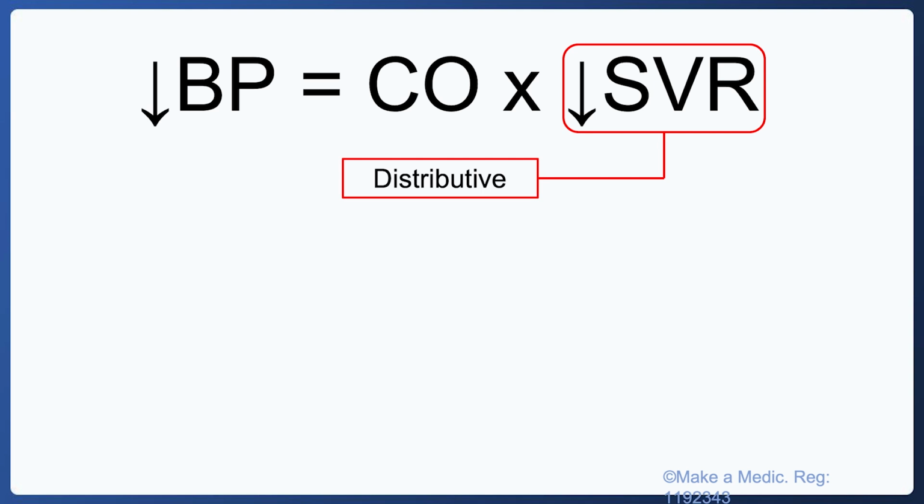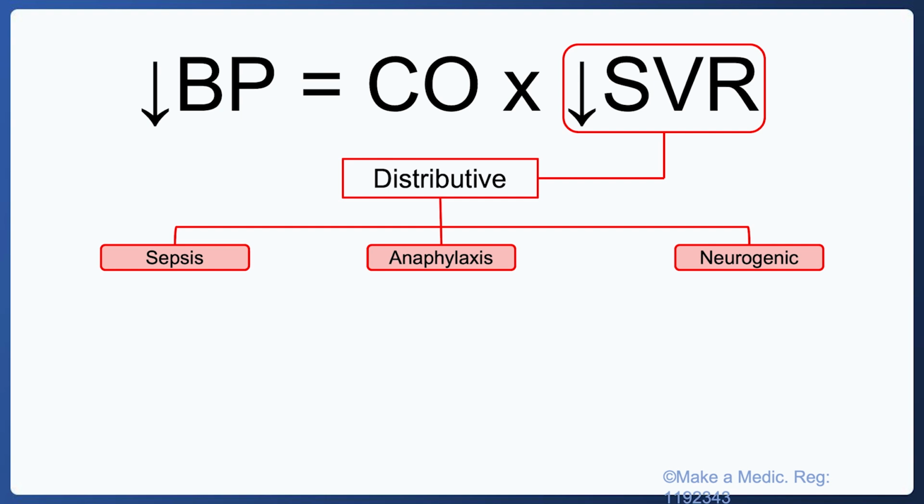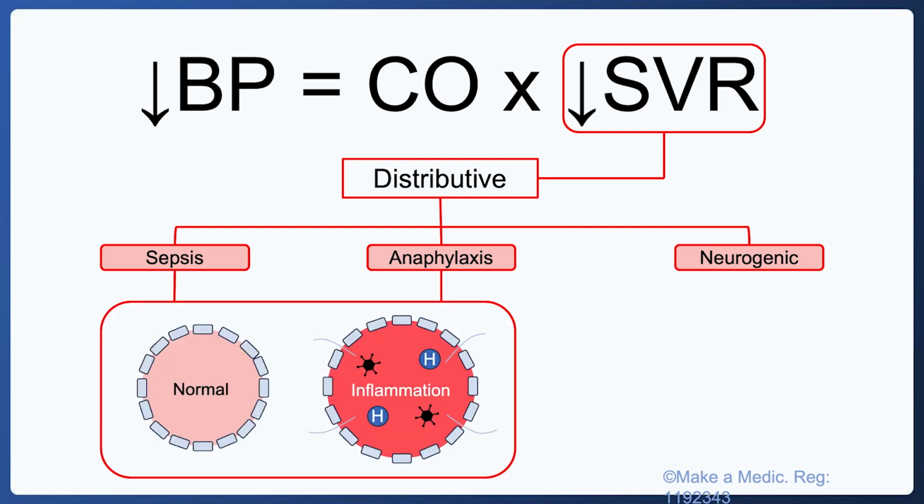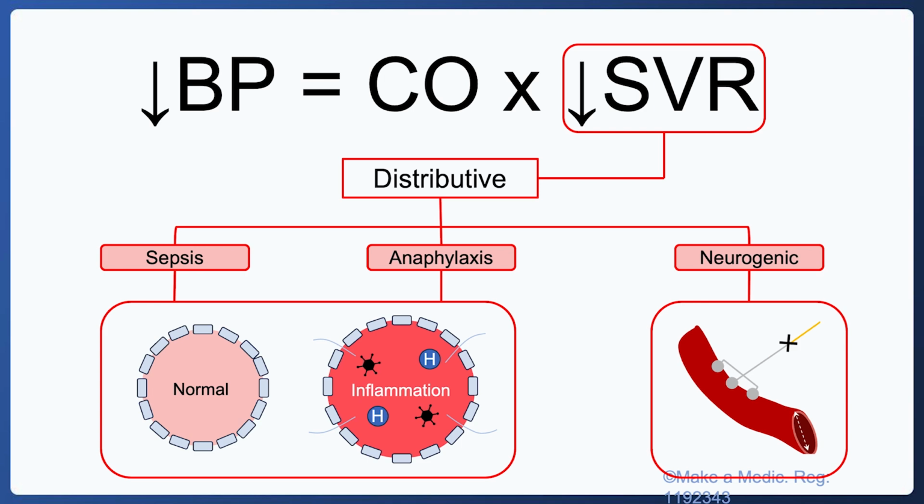This refers to shock caused by a decrease in systemic vascular resistance and encompasses septic, anaphylactic, and neurogenic shock. Septic and anaphylactic shock are both characterized by widespread vasodilation and an increase in capillary permeability, precipitated by various mediators such as microbial toxins and pro-inflammatory cytokines. Neurogenic shock is a rarer type of shock in which the sympathetic outflow that plays an important part in maintaining vascular tone is compromised. This can result in widespread vasodilation.